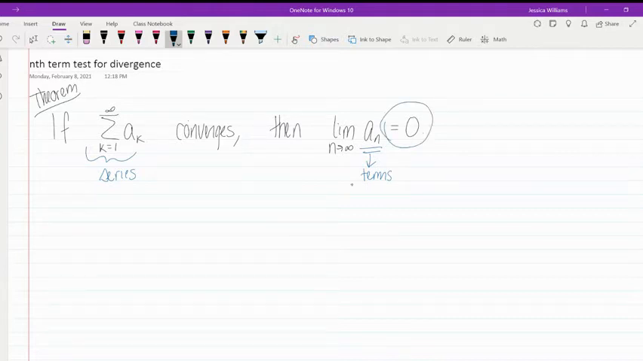The only way a sum is going to approach a value is if the terms are getting so small that they don't matter anymore. They're getting so tiny that they're not affecting the sum anymore. So that's what the theorem says, but it's a wildly unhelpful theorem for what we're trying to do. Remember, our goal is to figure out if the series converges or diverges. So starting with a theorem whose hypothesis is that it converges is not helpful.